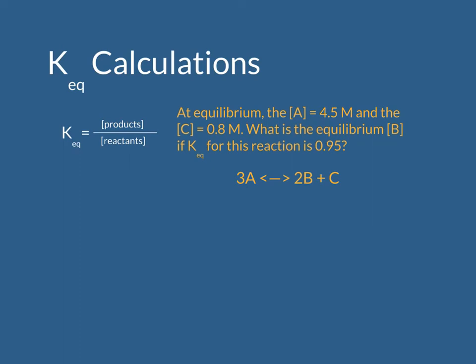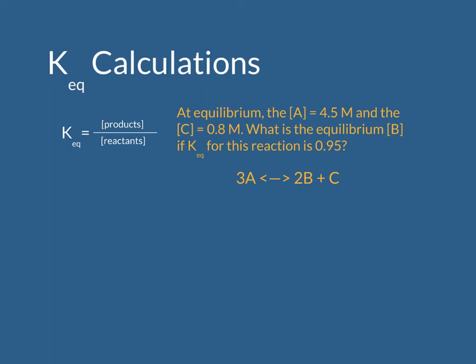So let's take a look at another example. At equilibrium, the concentration of A equals 4.5 molar, and the concentration of C is 0.8 molar. What is the equilibrium concentration of B if KEQ for this reaction is 0.95? So in this case, they've actually given us the KEQ value, but asked us to find the concentration of one of our products. The procedure is the same as in the previous example. We're just solving for a different variable. So let's see how this works.